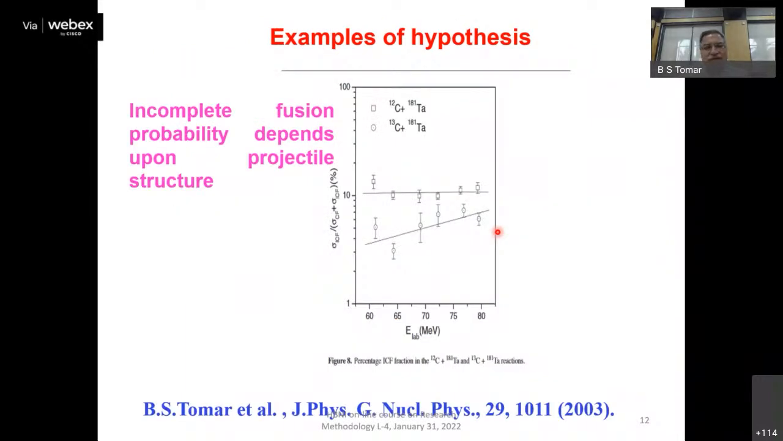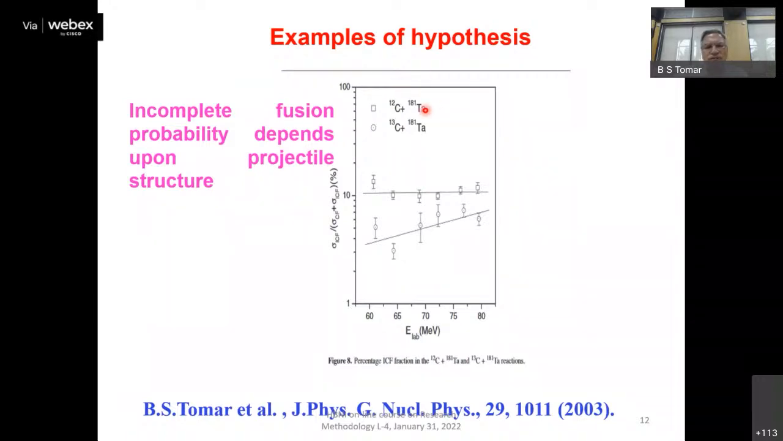Another example that I have taken is from nuclear physics. In nuclear physics, you have heavy ion fusion reactions. Heavy ions like carbon 12 and carbon 13 are the projectiles, and the target is tantalum 181. And there is a reaction called incomplete fusion. In incomplete fusion, a part of the projectile, carbon 13 or carbon 12, will break up, and the remaining part will fuse with the target nucleus. This is called incomplete fusion. Complete fusion means the entire projectile will fuse with the target.